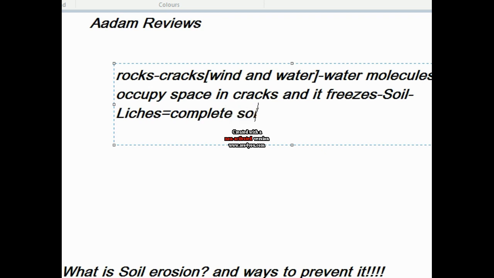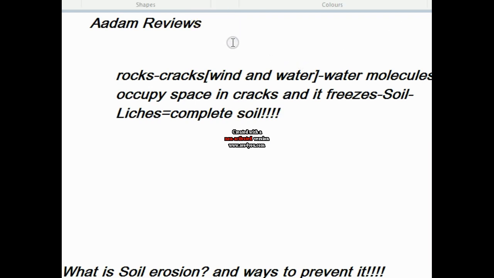Complete soil. So this is the process by which soil is formed. This is the formation of soil. So we've learned the formation of soil. Now let's get to know what is soil erosion.